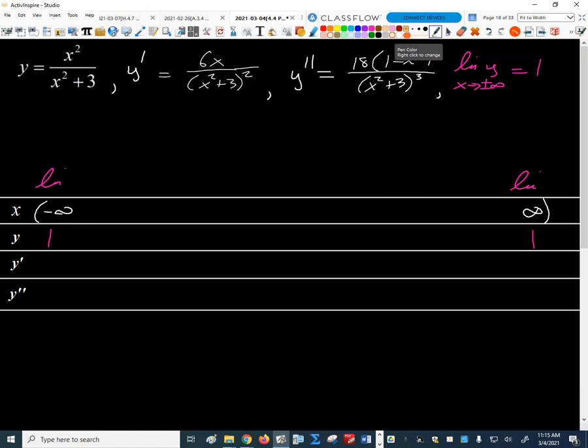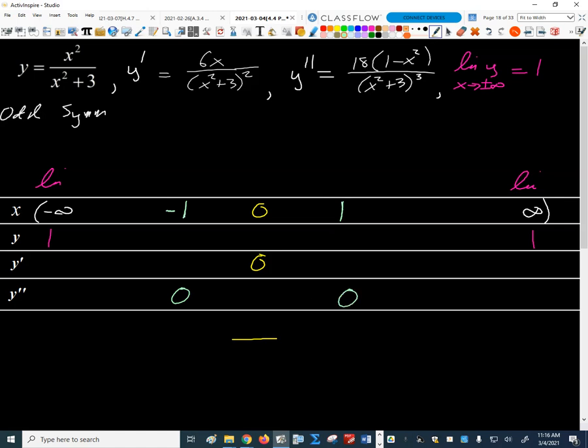We also had, remember, odd symmetry. And our critical numbers: 0 was our critical number for the first derivative. It was a 0 for the first derivative, so we get a horizontal tangent. And plus and minus 1 were our critical numbers for the second derivative, the zeros of the second derivative.